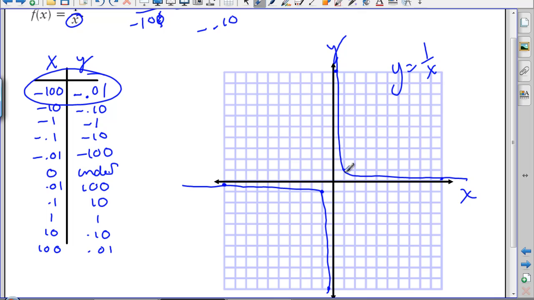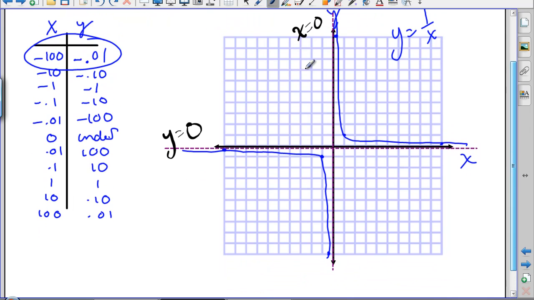Notice what happens as it gets very close to this sort of restriction, this asymptote located at x equals 0. And then we also notice that there is a horizontal asymptote right along here at y equals 0. So it's important for us to state these. So x equals 0 is the vertical, and y equals 0 is the horizontal. We're going to talk about the characteristics now.